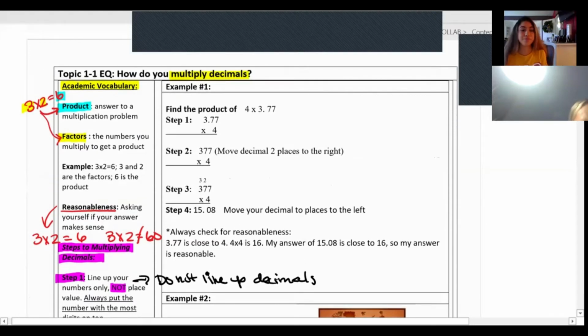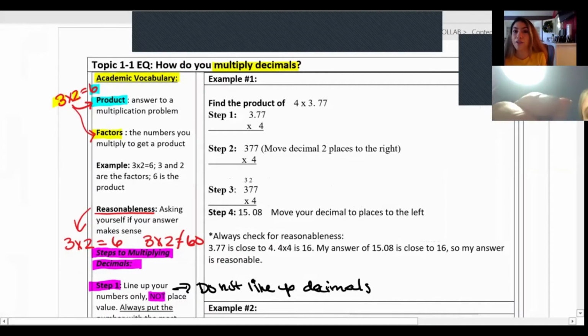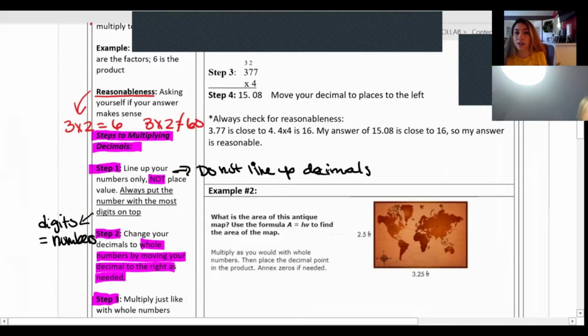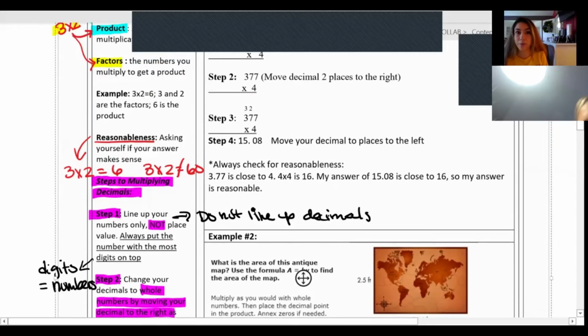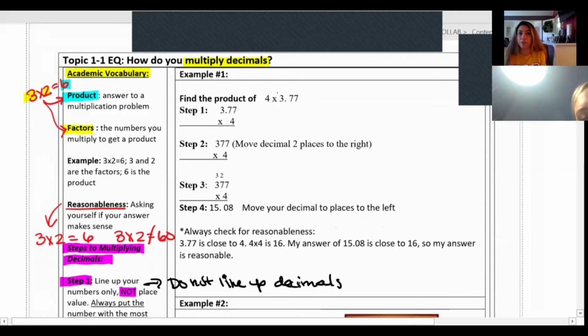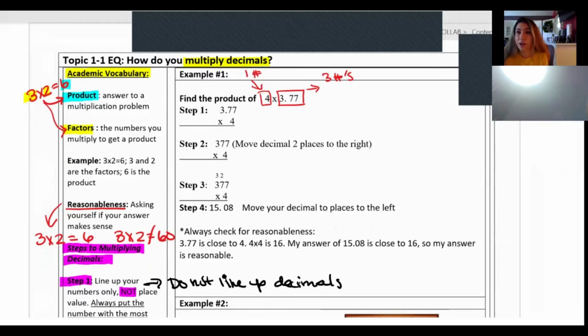So what this means is that we're just going to jump into example number 1 so we can show you. We're going to find the product of 4 times 3 77/100. So let's go into step number 1. We're going to line our values up by the digits. Okay, so notice in step number 1 that they're just lining them up. So we have 3 77/100, which is not larger than 4, but it's going to go on the top because it has the most amount of digits. We have 3 digits in 3 77/100. In our whole number 4, we only have 1, so that will go on the bottom. We're just going to line them up as we would.